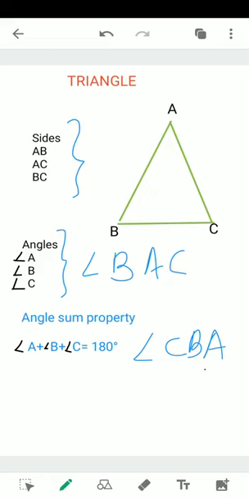Before we move ahead, all of you should know what we mean by angle sum property. Angle sum property tells us that in a triangle the sum of all the 3 angles, that is angle A, angle B, and angle C, will become 180 degrees. So please keep in mind that the total sum of all the angles in a triangle will be 180 degrees. Let us move ahead with the other slide.